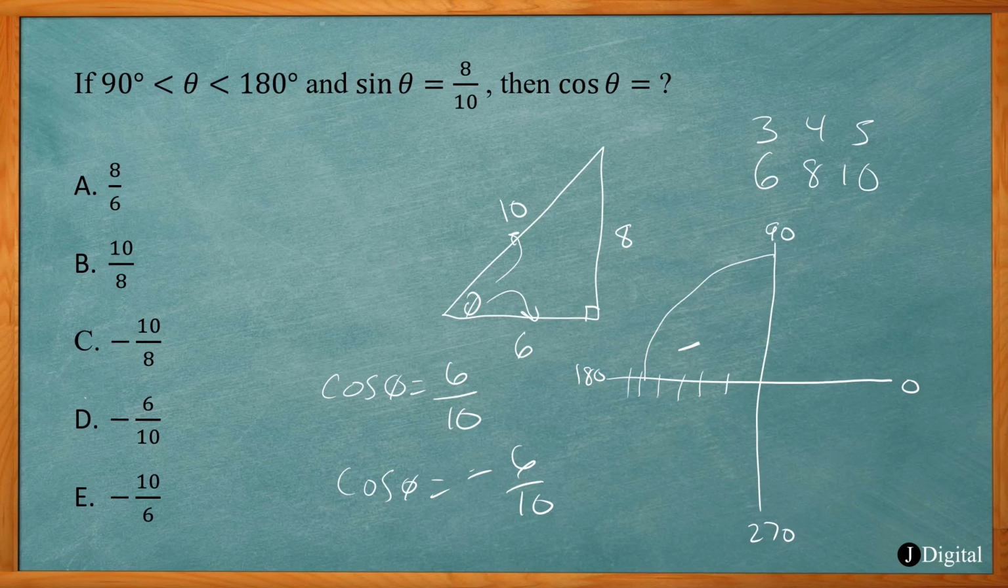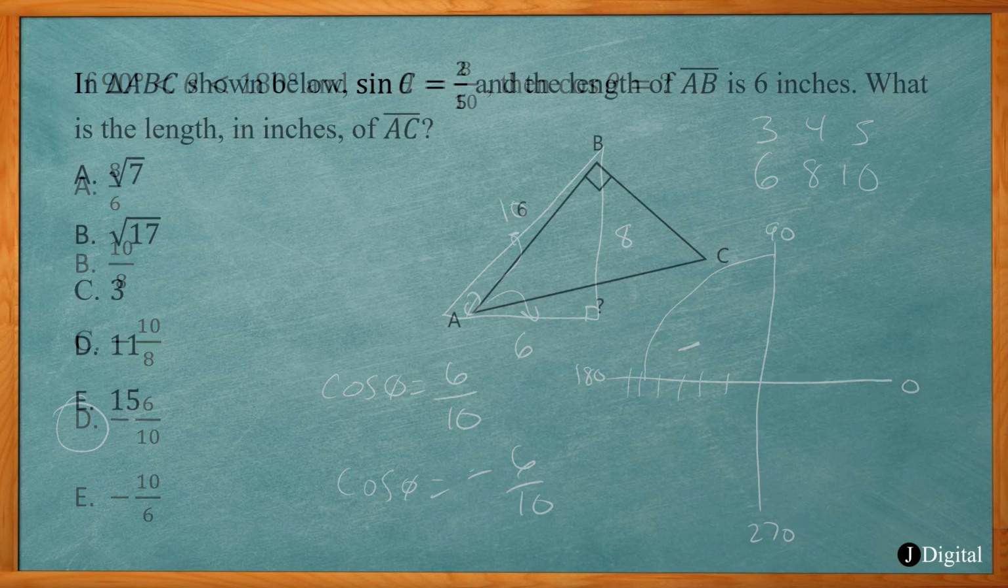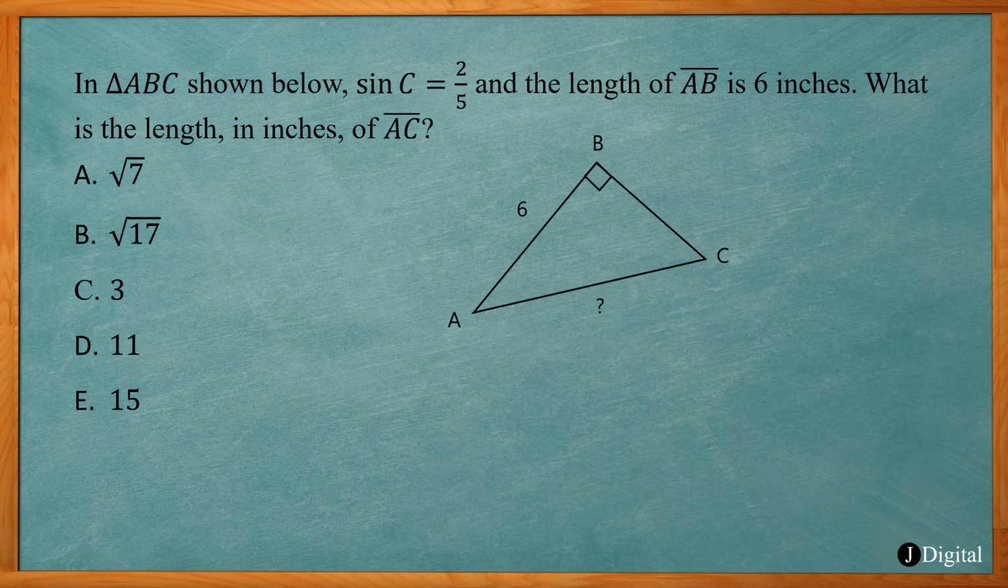So answer D. In this problem, it says in triangle ABC shown below, sine of C is 2/5 and the length of AB is 6 inches. What is the length in inches of AC?